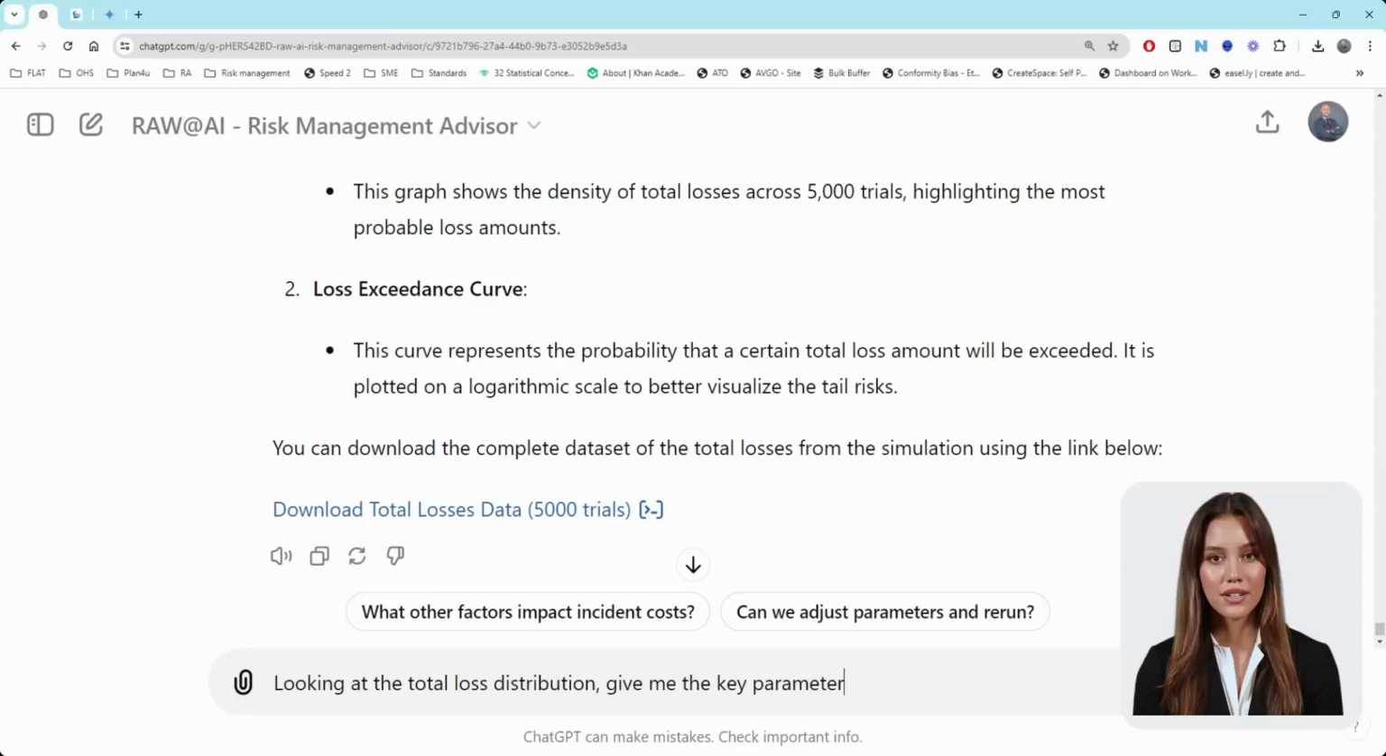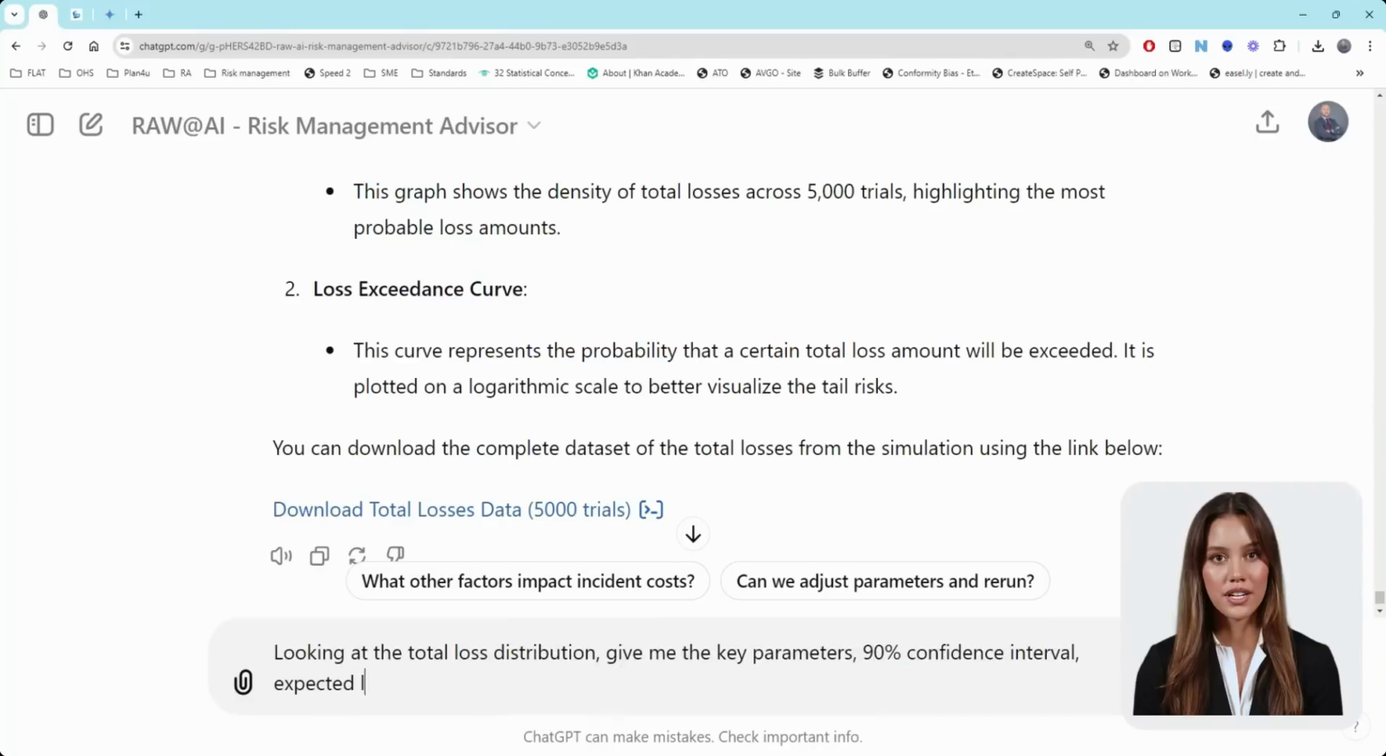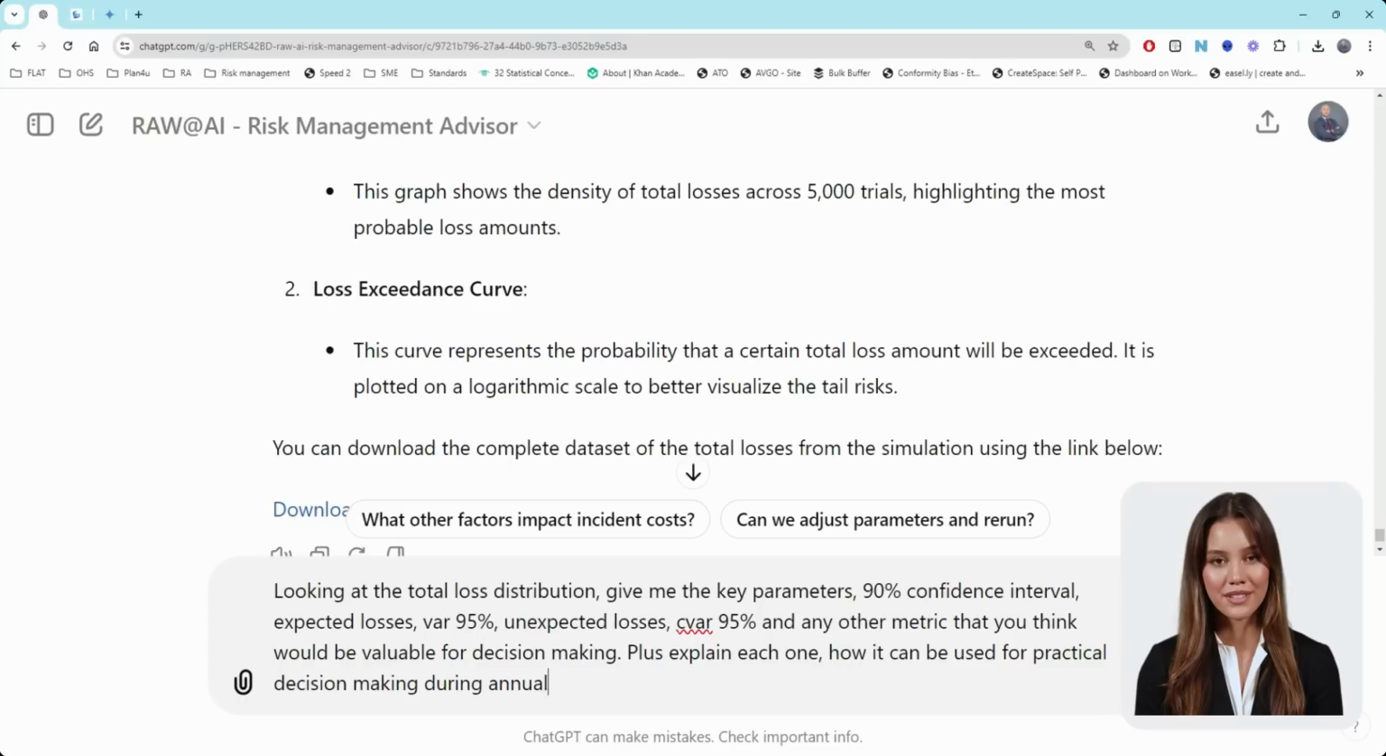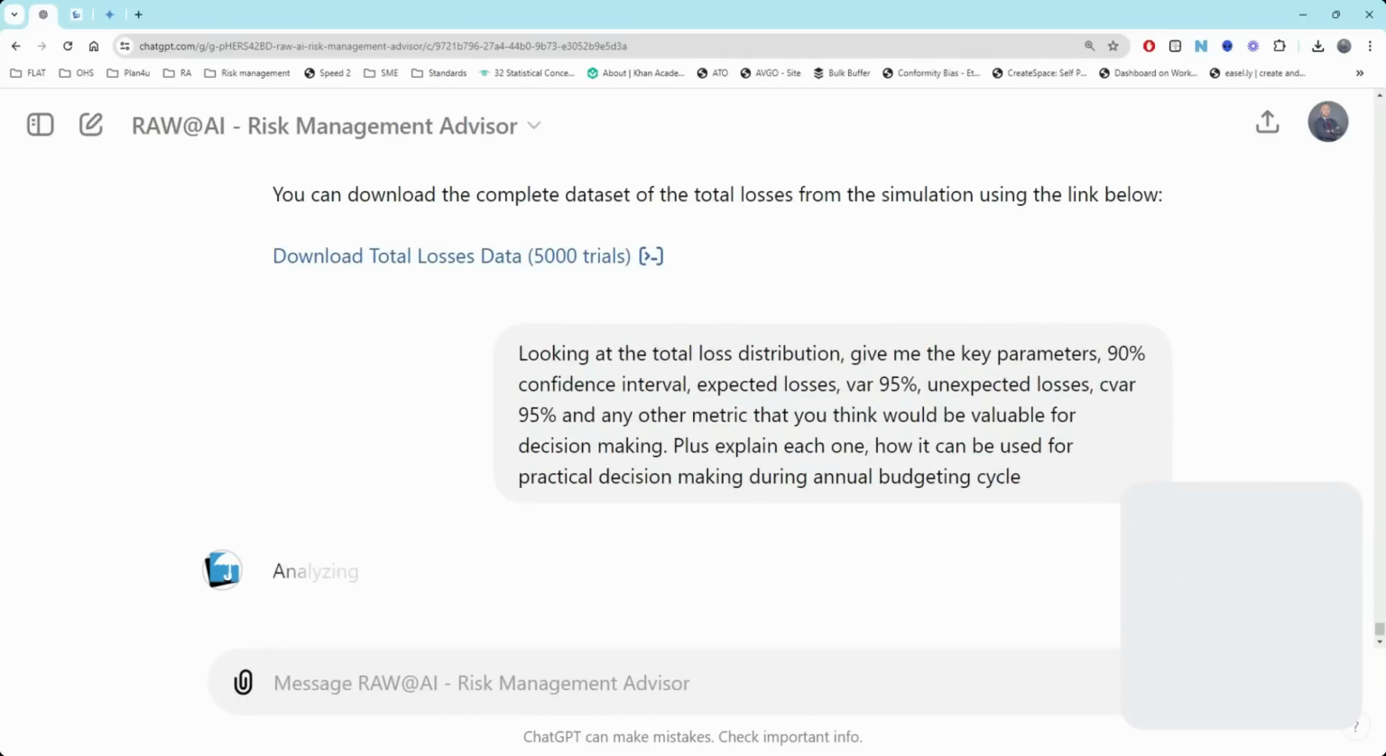Let's continue. Looking at the total loss distribution, give me the key parameters: 90% confidence interval, expected losses, VAR 95, unexpected losses, CVAR 95, and any other metrics useful for decision-making. Also, explain each metric and how it can be used in practical decision-making during the annual budgeting cycle. Let's see what it comes up with.